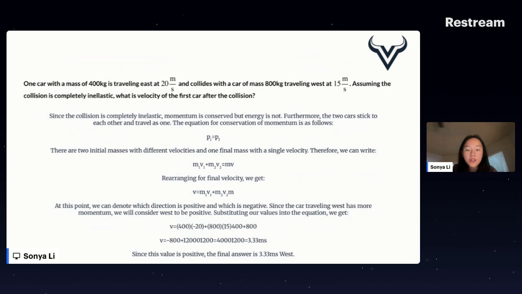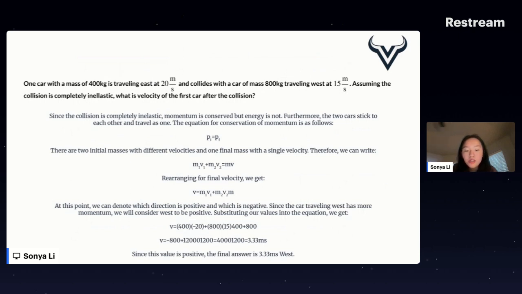The equation for conservation of momentum is as follows. Initial momentum equals final momentum. There are two initial masses with different velocities and one final mass with a single velocity. Therefore, we can write m1v1 plus m2v2 equals mv. Rearranging for final velocity, we get v equals (m1v1 plus m2v2) divided by m.